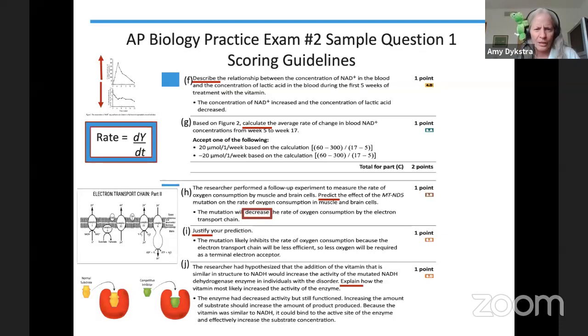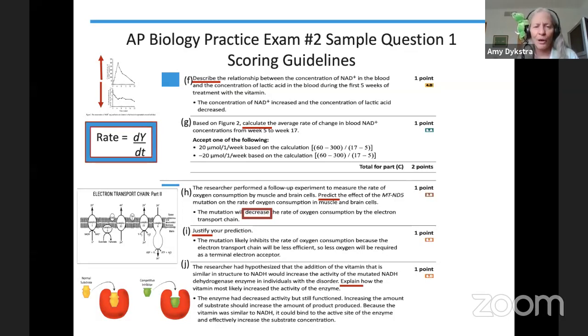Letter H. The researcher performed a follow-up experiment to measure the rate of oxygen consumption by muscle and brain cells. Predict the effect of the MTND5 mutation on the rate of oxygen consumption in muscle and brain cells. Now, when we ask you to make a prediction, you just have to give us your prediction. You do not have to explain your prediction for the task verb predict. You just have to give us your prediction. In this case, the correct prediction is that there would be a decrease in oxygen consumption.